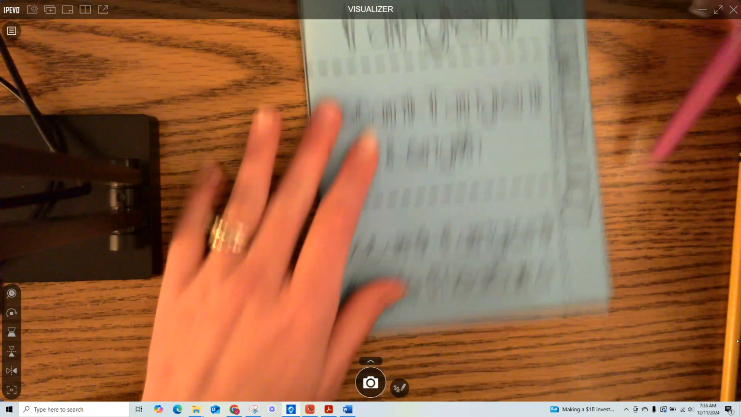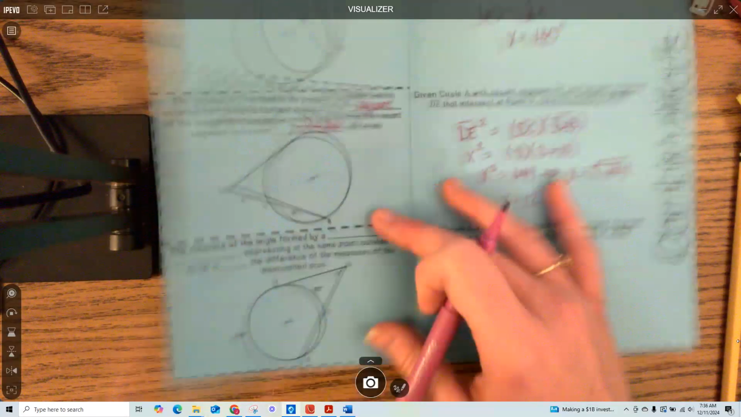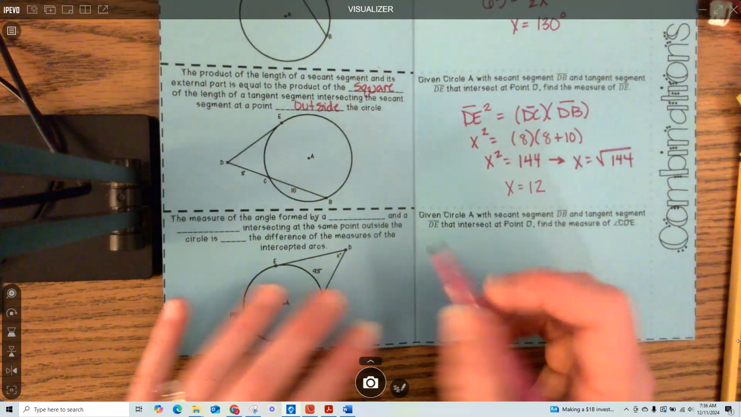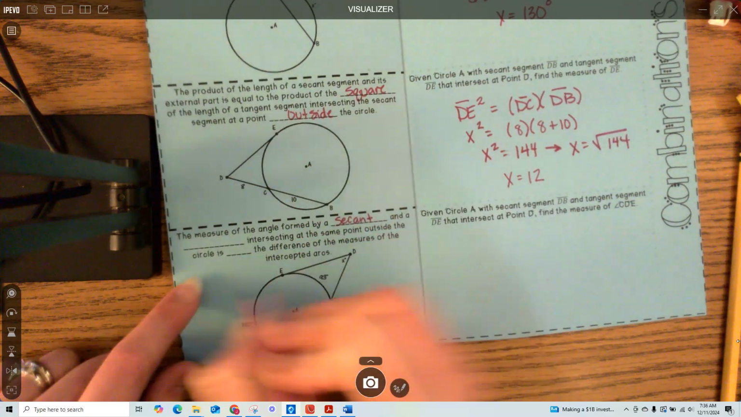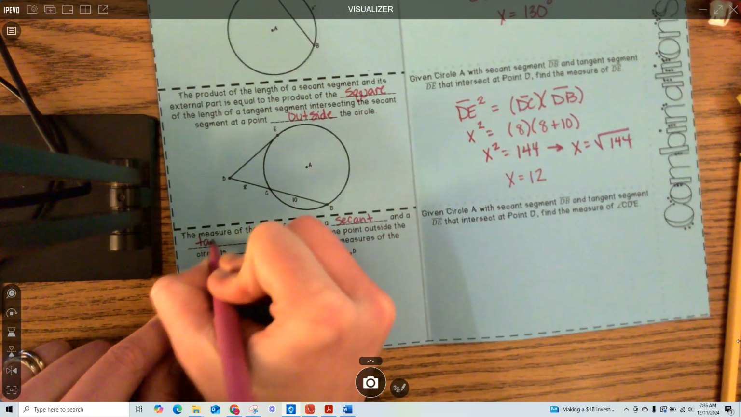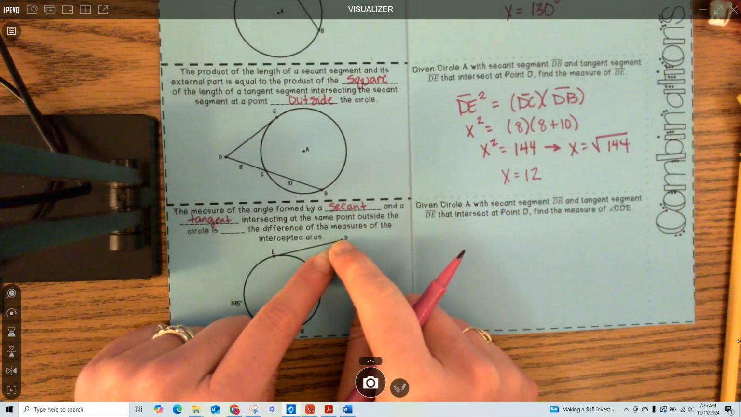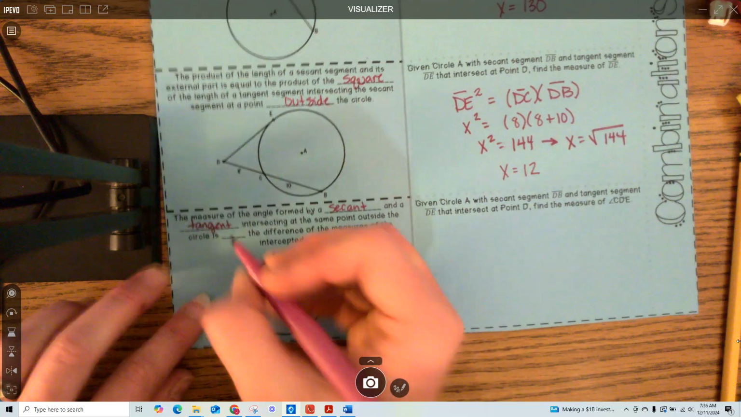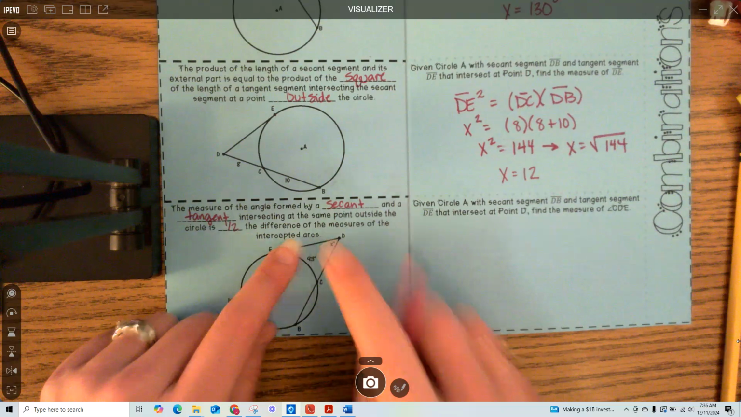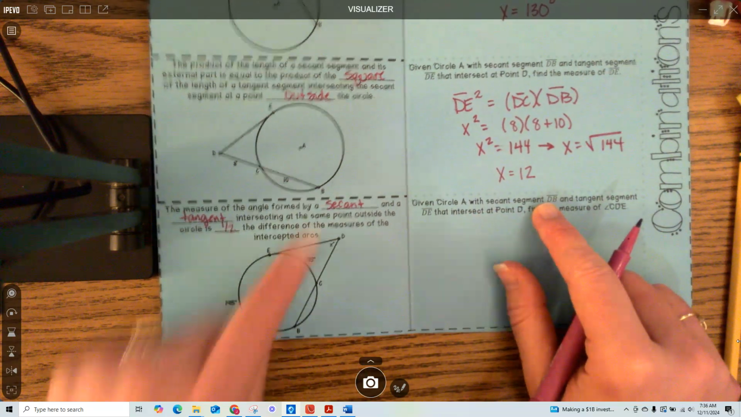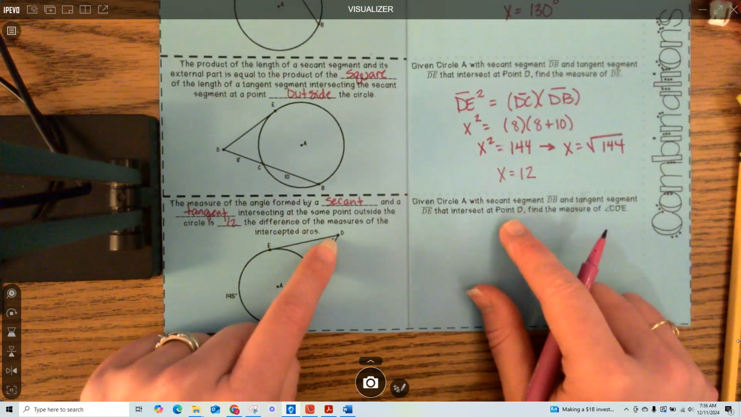All right, secant and tangent combinations again, but this time we're going to look at angle measure. So the measure of the angle formed by a secant and a tangent intersecting at the same point outside, okay, so they're hitting outside the circle, is half the difference of the measures of the intercepted arcs. Okay, so secant segment is DB, tangent segment is DE. They intersect at point D.